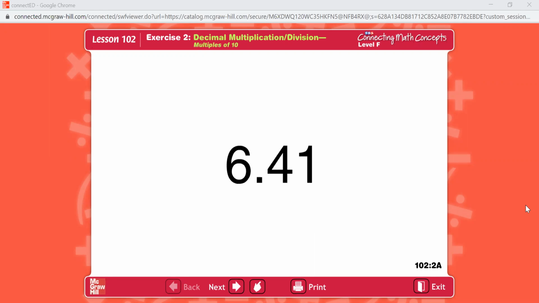Math, lesson 102. Read this number. This number is read 6 41/100. If you multiply this number by 10, the answer would be 64 1/10. If you multiply this number by 100, the answer would be 641.